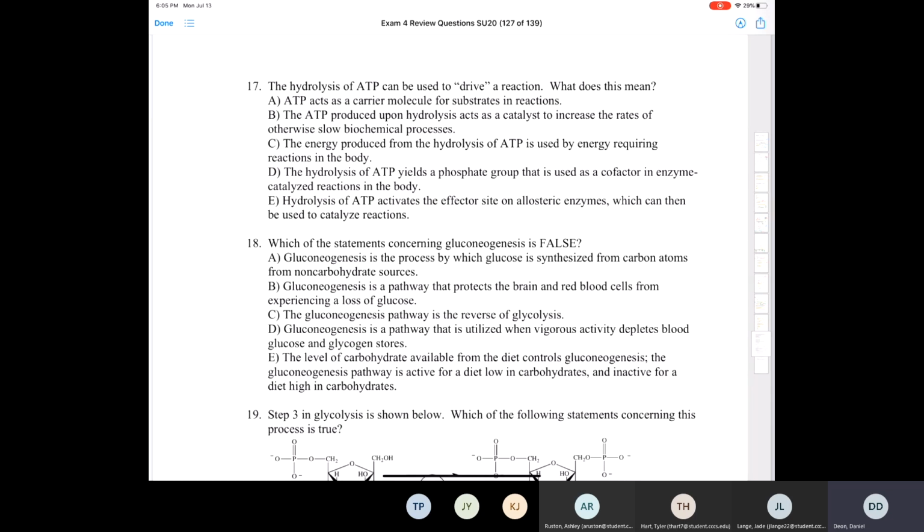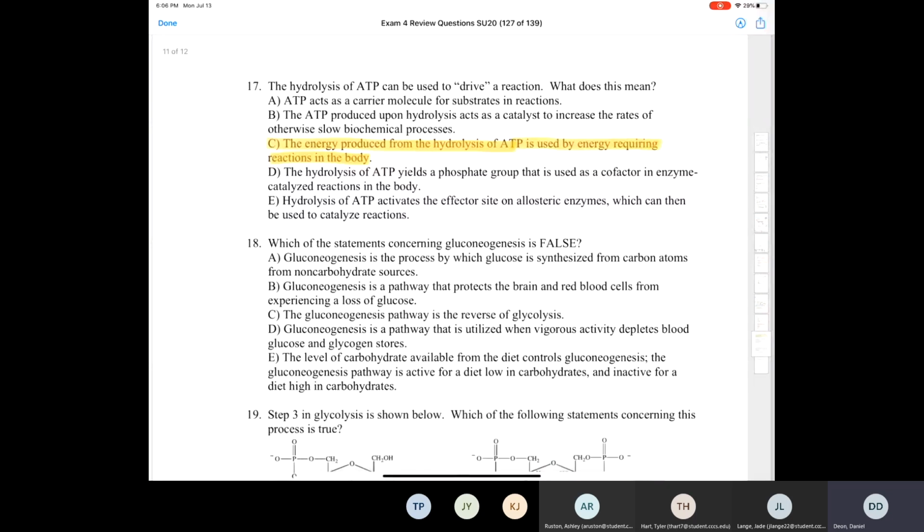That's more about catalyzing a reaction. C says the energy produced from the hydrolysis of ATP is used by energy requiring reactions of the body. I'd say that looks like the correct answer to me. Because when we hydrolyze ATP, we produce energy, and we use that energy to do all kinds of different reactions in the body. And in fact, one of the first things that I talk about in the videos for chapter 21 are all the bodily functions that require ATP to occur.